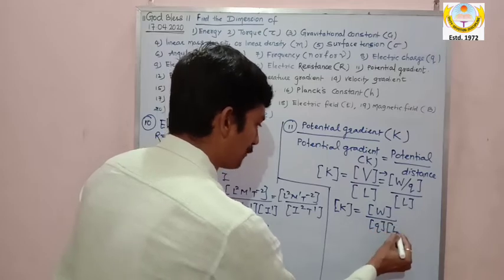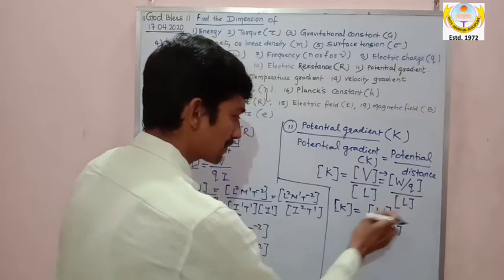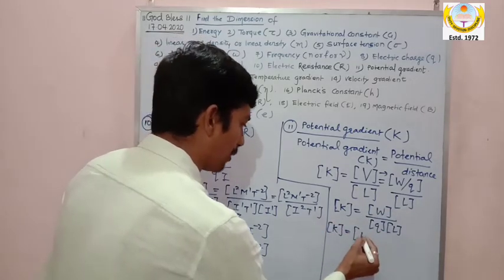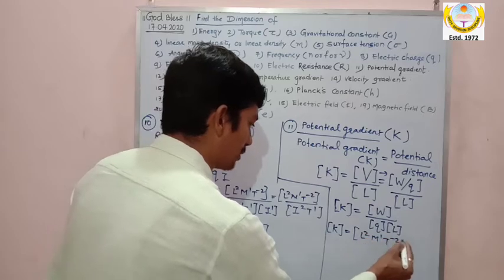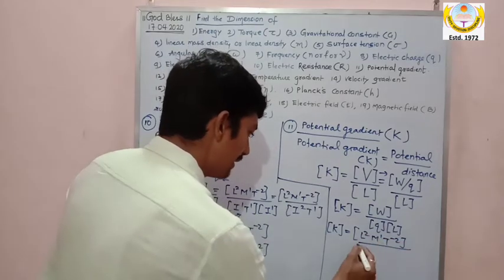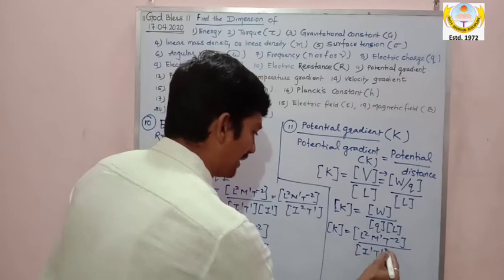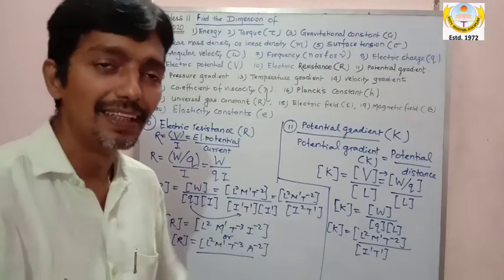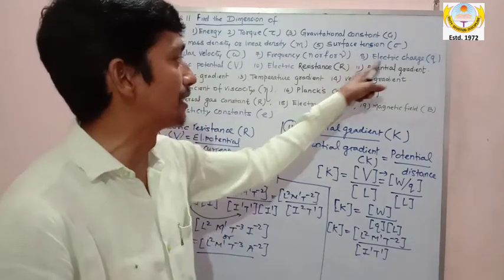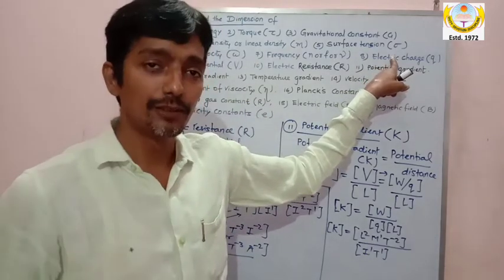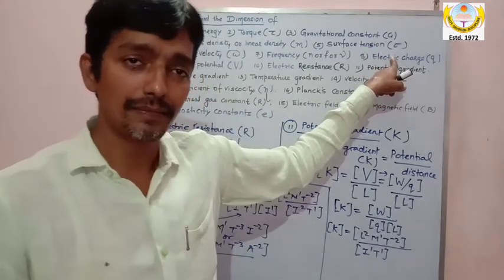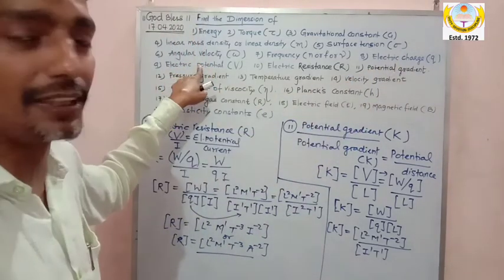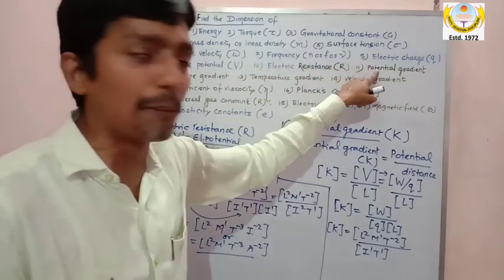Dimension of Q, dimension of L. This is dimension of K. Now work dimension everybody knows: L2 M1 T minus 2. Charge dimension is I1 T1. So many places I have written it. So important is the dimension of electric charge. So many places we are using it. If I don't know the charge dimension, I cannot find electric potential, I cannot find electric resistance, I cannot find potential gradient, forget it.